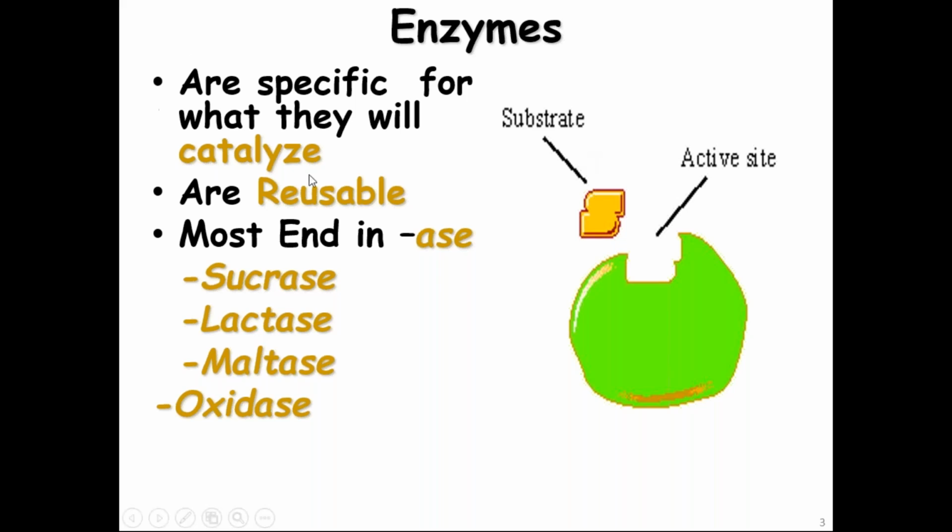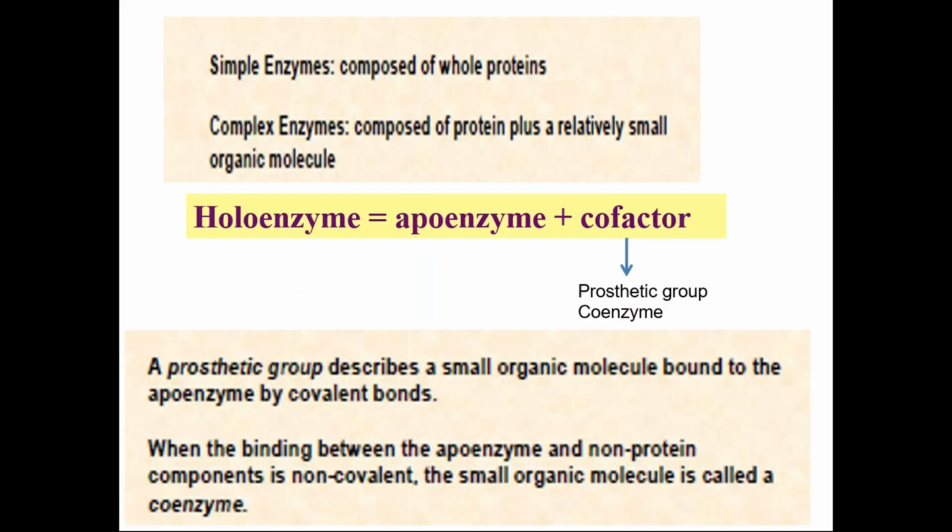All the enzymes are reusable like other catalysts, and most of the enzymes, if not all, end with the suffix -ase. That is, they're either sucrase, which acts on sucrose, lactase, which acts on lactose, maltase, which acts on maltose, and oxidase brings about oxidation. So simple enzymes are whole proteins other than the ribozymes.